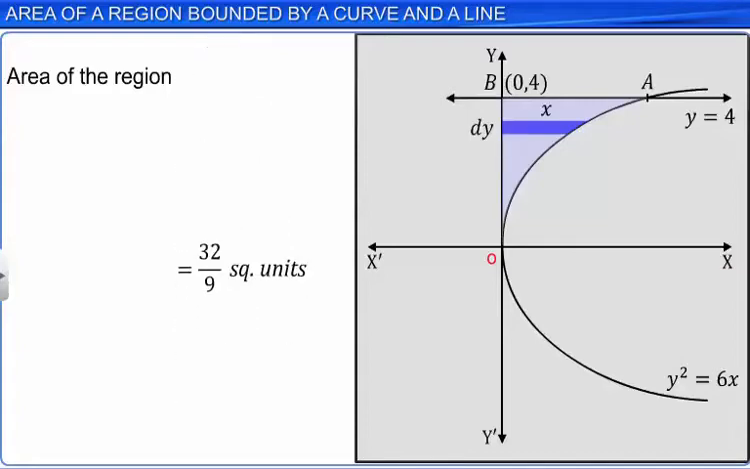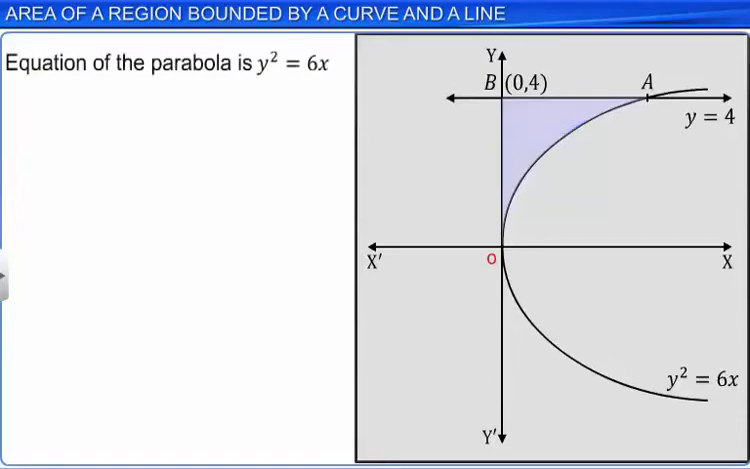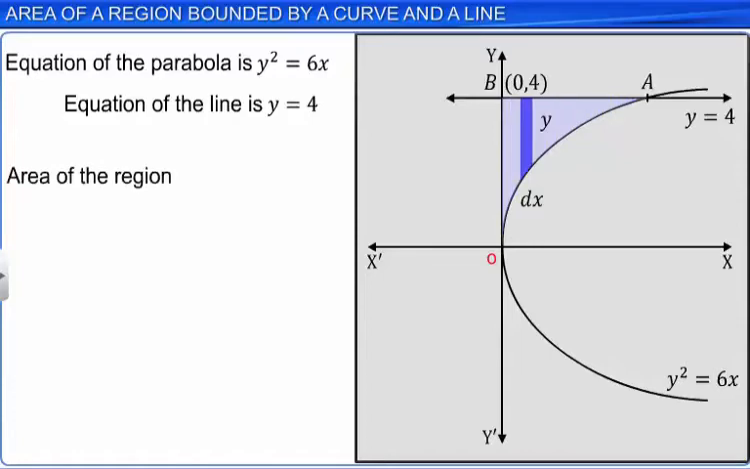Alternatively, the area of the shaded region can also be found by considering a strip of width dx parallel to the y-axis. The strip covers the whole shaded region when moved parallel to the y-axis from the y-axis to point A. So the area of the shaded region is given by the integral of f(x) dx from x = a to x = b, where f(x) dx is the area of the strip. a represents the x-coordinate of any point on the y-axis and b represents the x-coordinate of point A. The strip extends from the parabola to the line y = 4.